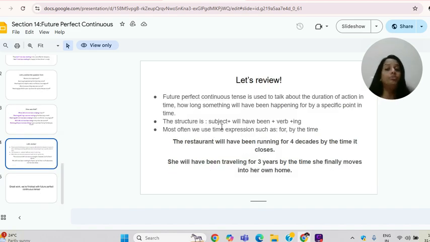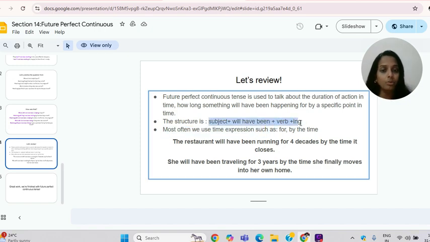Let's review. So, future perfect continuous tense is used to talk about the duration of action in time, how long something will have been happening for by a specific point in time. And the structure is subject plus will have been plus verb plus ing. Most often we use time expressions such as for, by the time. A few examples are given here. The restaurant will have been running for decades by the time it closes. She will have been traveling for 3 years by the time she finally moves home.